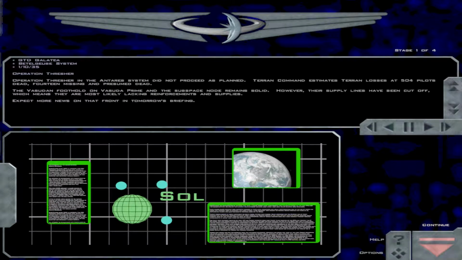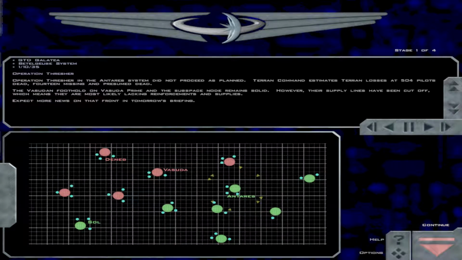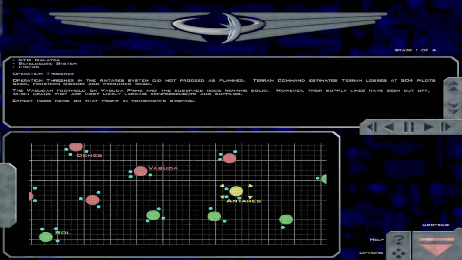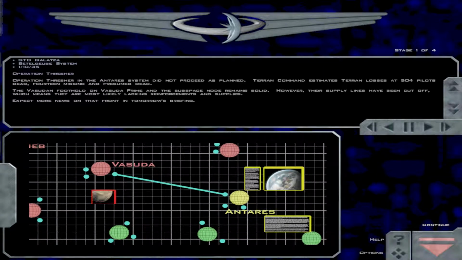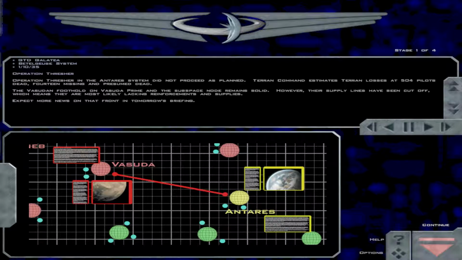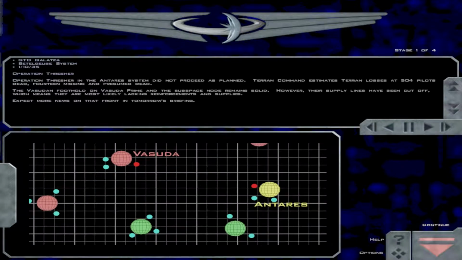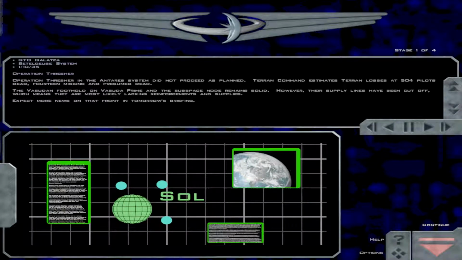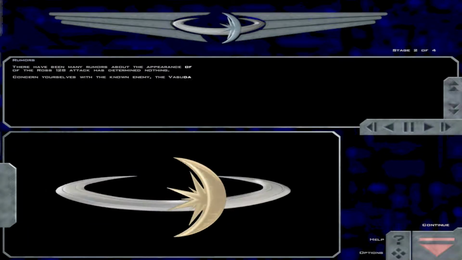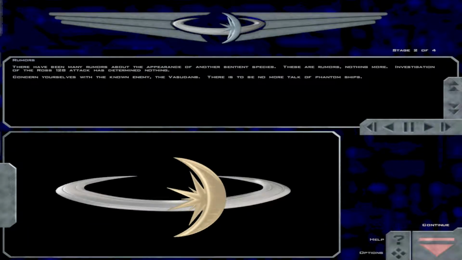Operation Thresher in the Antares system did not proceed as planned. Terran Command estimates Terran losses at 504 pilots dead, 14 missing, and presumed dead. The Vasudan foothold on Vasuda Prime and subspace node remains solid. However, their supply lines have been cut off, which means they are most likely lacking reinforcements and supplies. Expect more news on that front in tomorrow's briefing. There have been many rumors about the appearance of another sentient species. These are rumors, nothing more. Investigation of the Ross 128 attack has determined nothing. Concern yourselves with the known enemy, the Vasudans. There is to be no more talk of phantom ships.